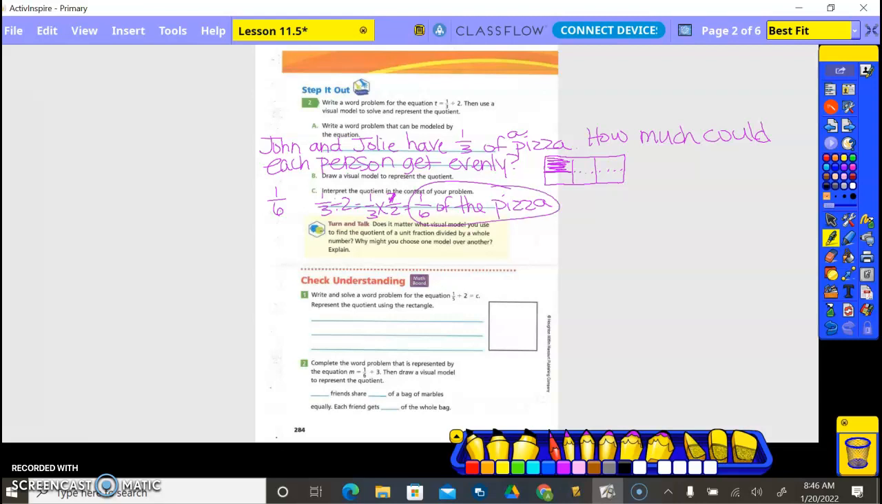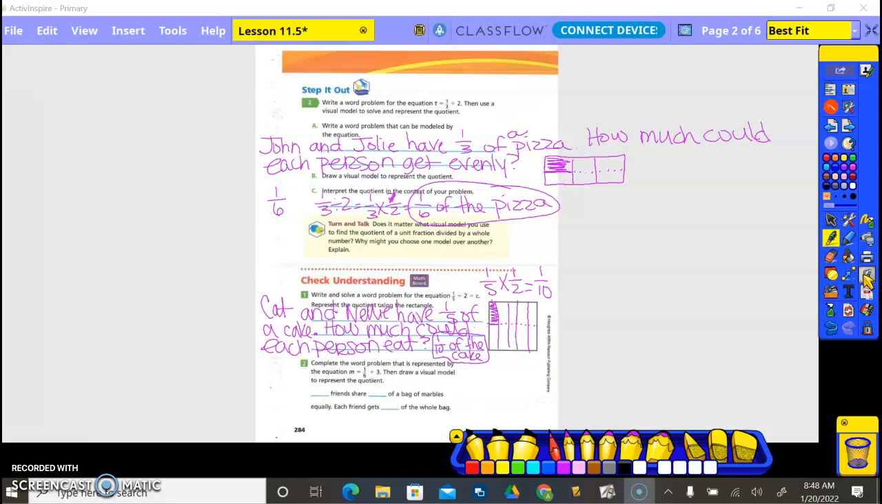Check understanding. Number 1, write and solve a word problem for an equation 1/5 divided by 2 equals b. Represent the quotient using the rectangle. So our question that we came up with was Kat and Ellie have 1/5 of a cake. How much could each person eat? So we used our visual model over here. We broke the rectangle into fifths going vertically, and then broke it into 2 pieces going horizontally. And then we represented that each person would get 1/10 of it. We did a multiplication problem to check. We took 1/5 times 1/2, which got us 1/10. So we said our answer was 1/10 of the cake.